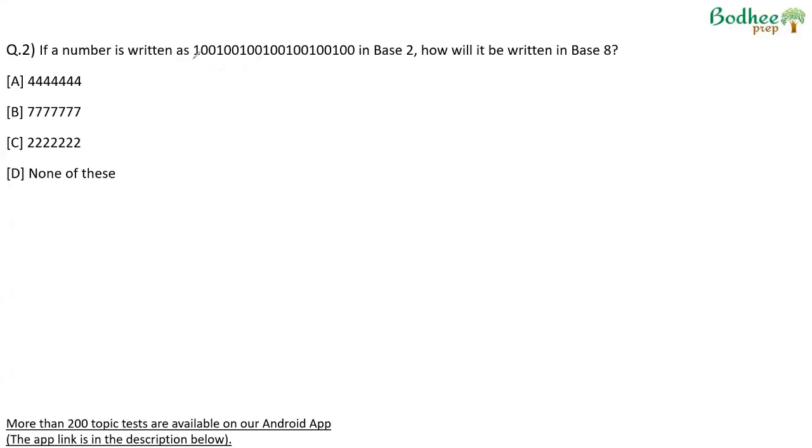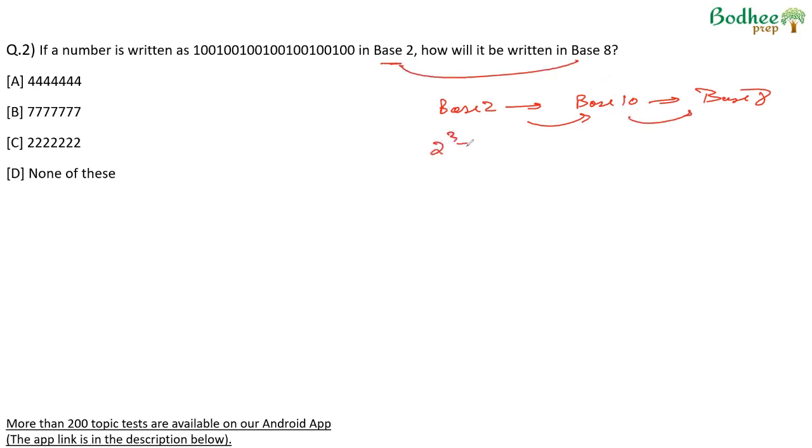If a number is written as 100, 100, 100, and so on in base 2, how will it be written in base 8? Now, if we want to go from base 2 to base 8, what we can do is convert base 2 into base 10, and then from there go to base 8. Conversion into decimal and conversion from decimal are standard processes. But when we are talking of 2 and 8, because 2 cube is 8, 3 digits in the base 2 system will represent one digit in base 8.